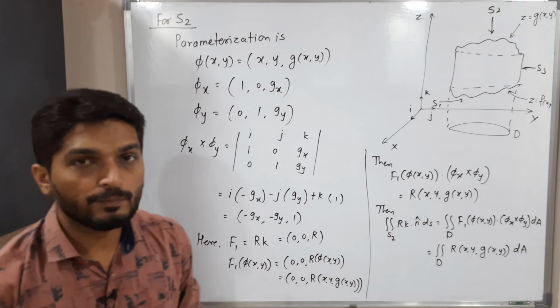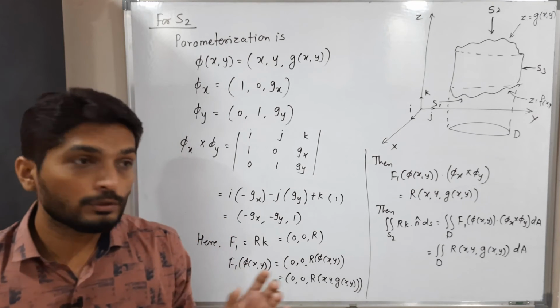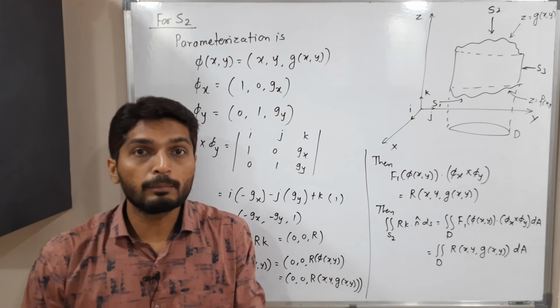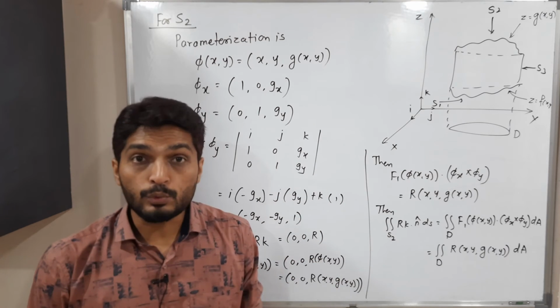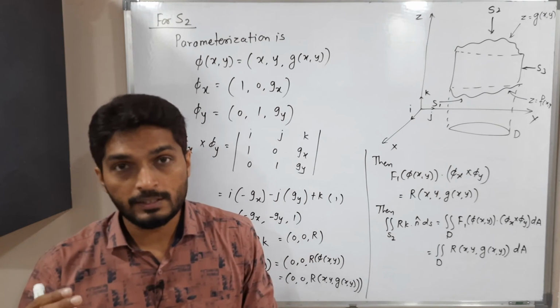So the double integration over S2 we have also got. Just before it we proved that the double integration over S3 is 0, and the double integration over S2 is this one. So let us talk about surface S1 now.